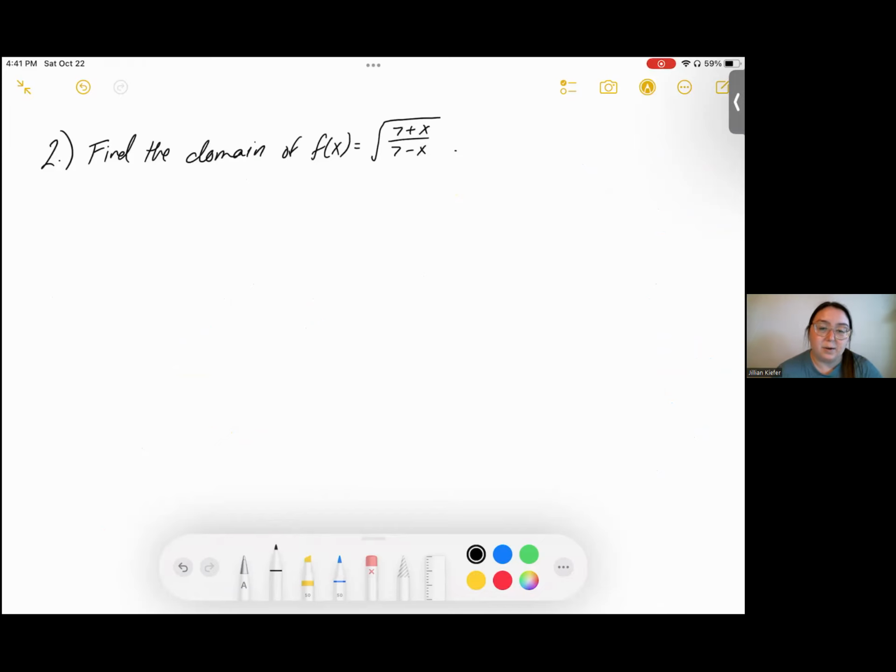All right, so here we are with example 2. We said we wanted to find the domain of f of x, where f of x is the square root of (7 plus x) divided by (7 minus x). One thing that's really important to remember is, how do you find the domain of a square root function? So we're going to write here the important thing to remember, domain.